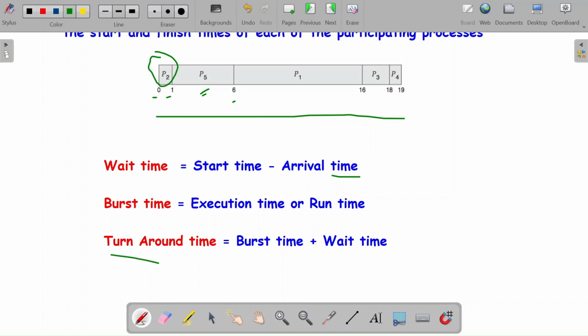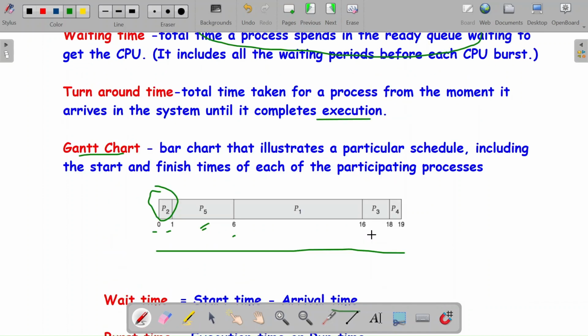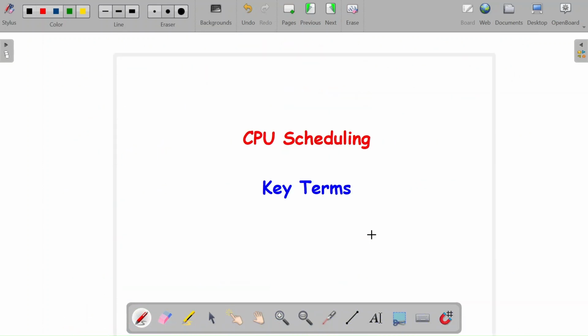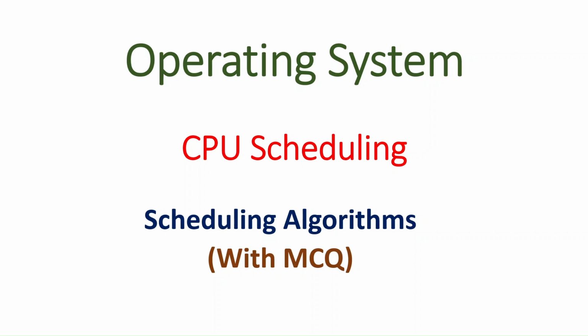So how do we calculate the turnaround time? It is the sum of burst time plus wait time. Burst time, how long I need the CPU to complete my task, plus how long I am waiting in the ready queue. In simple terms, ready queue time plus running time. Okay. So these are the key terms we have to remember while we are going through process scheduling.